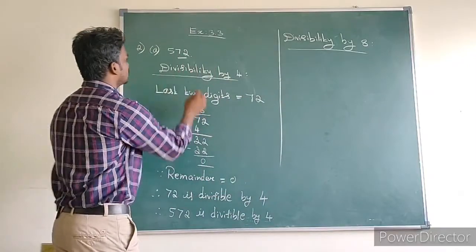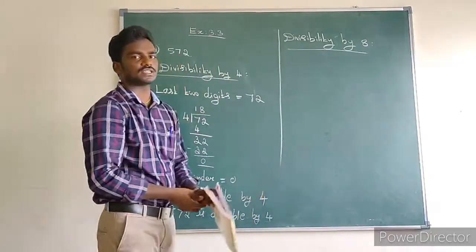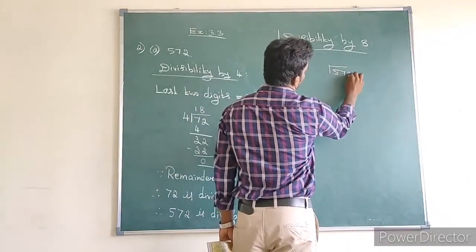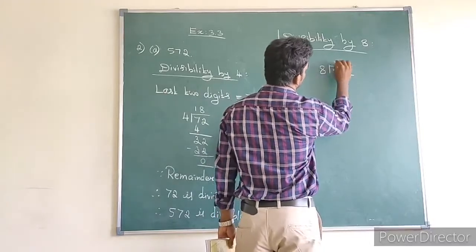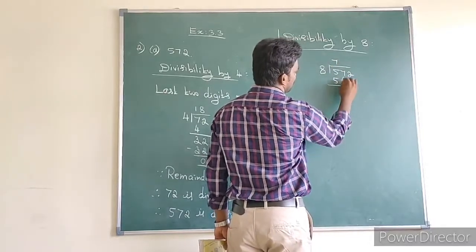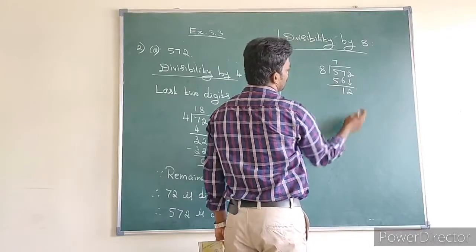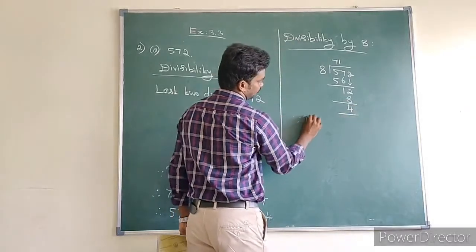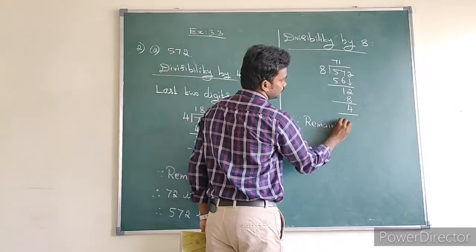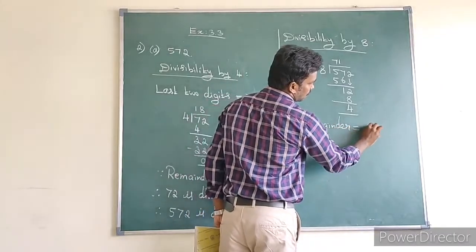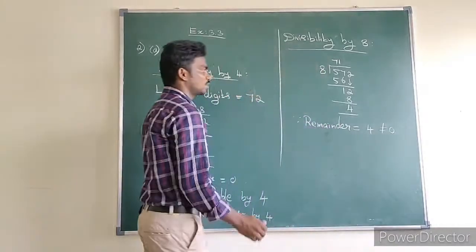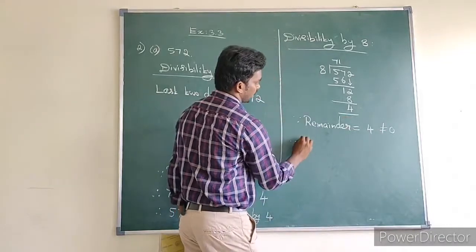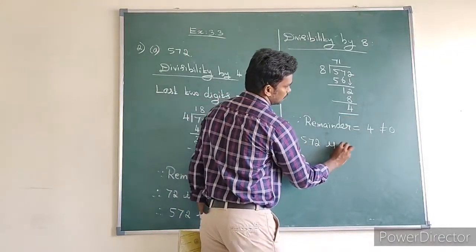What is the divisibility condition for 8? For 8 we consider the last 3 digits. So this is a 3 digit number also. So 572 divided by 8, what is that? 7 eights are 56. Remaining 1, and take this 2. What is 1? 1 eight is 8. Remaining value 4. Since the remainder equals 4, which is not equal to 0. A remainder of 0 means the number is divisible by 8. Here the remainder equals 4, which is not equal to 0. Therefore the number 572 is not divisible by 8.